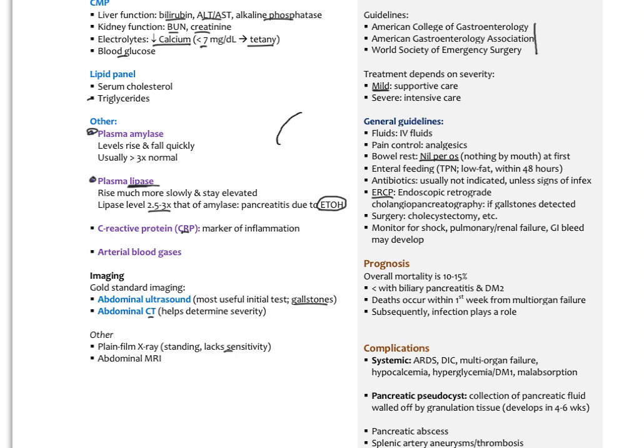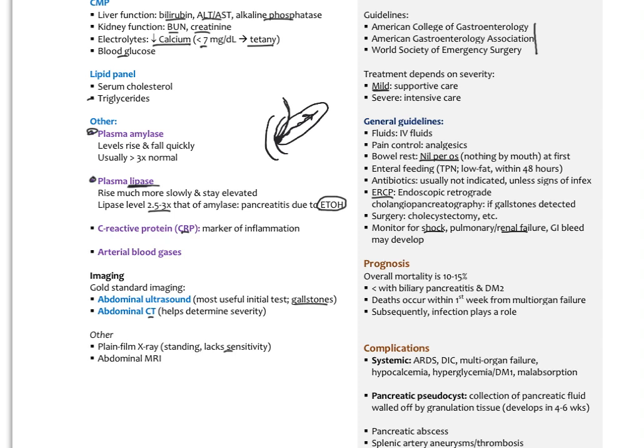Remember, in the pancreas, if here's the duodenum, we have the pancreatic duct. The liver bile ducts come together at the same point here, and gallstones coming down, a common place they can get stuck is right here. And so that can cause blockage and backup of all the pancreatic juice, and then you initiate pancreatitis. Surgery for removing gallstones, cholecystectomy, and then monitoring for shock, lung and renal failure, any GI bleeds as well.